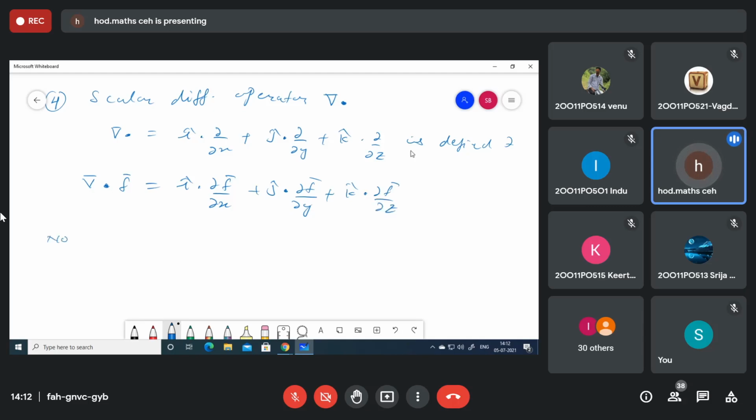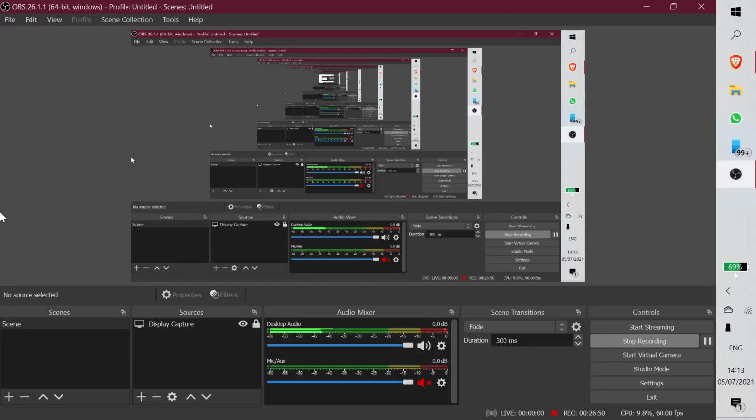And tell me what does this thing represent? Del dot f bar. Del dot f bar is what? Divergence of f bar, na? Yes, ma'am. Okay, del dot f bar means what? It is defined as divergence of f bar and it is a scalar point function. Is it a scalar or not, the result? Yes, ma'am.